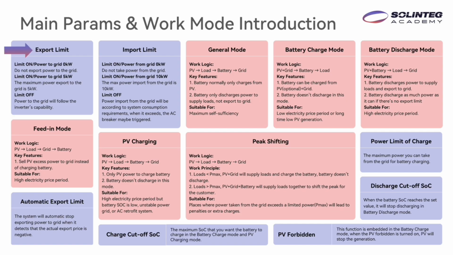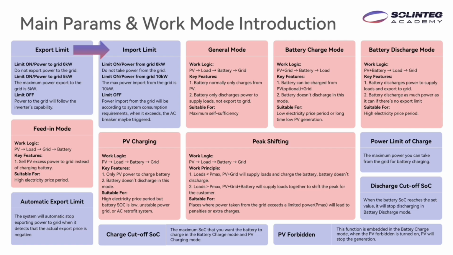So the first one is very familiar, it's the export limit. If we turn on this function and set the power to the grid value as 0, that means we don't want to export power to the grid. If we turn on this function and set the value as 5, that means the maximum power we export to the grid is 5 kilowatts. And if we turn off this function, the power to the grid will follow the inverter's capability.